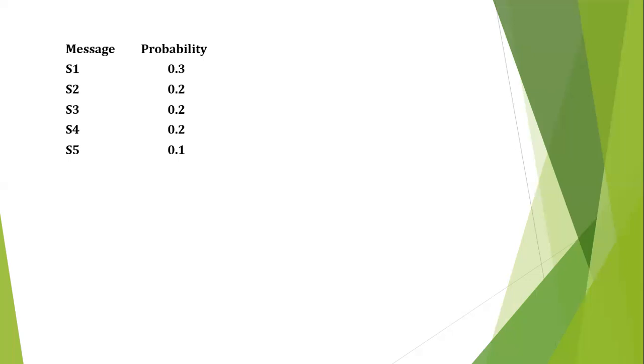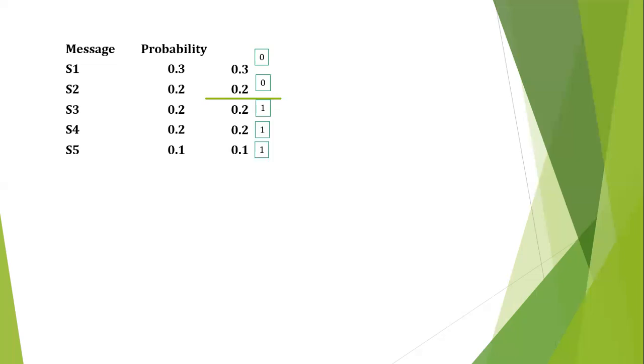The next step is to split the probabilities into two halves that are closest to each other. 0.3 plus 0.2 is 0.5, and the remaining ones are 0.2, 0.2, 0.1, which also sum to 0.5. So both parts are equal. Next, we assign zeros to the left part and ones to the right part of the symbols.